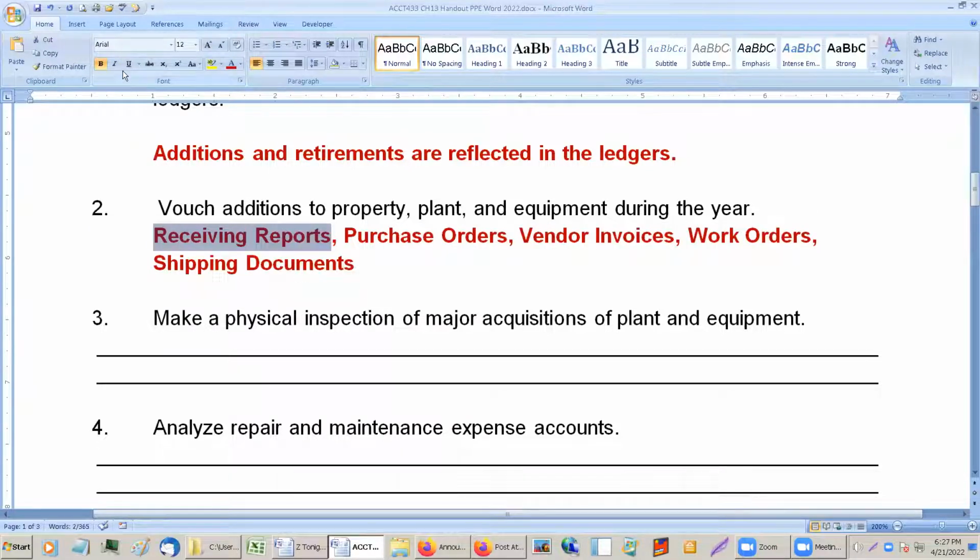There's a receiving report for something that obviously was brought in. There's a purchase order to match up against it, vendor invoices, work orders possibly. Anything that has to do with getting that equipment in there, you can vouch for those.